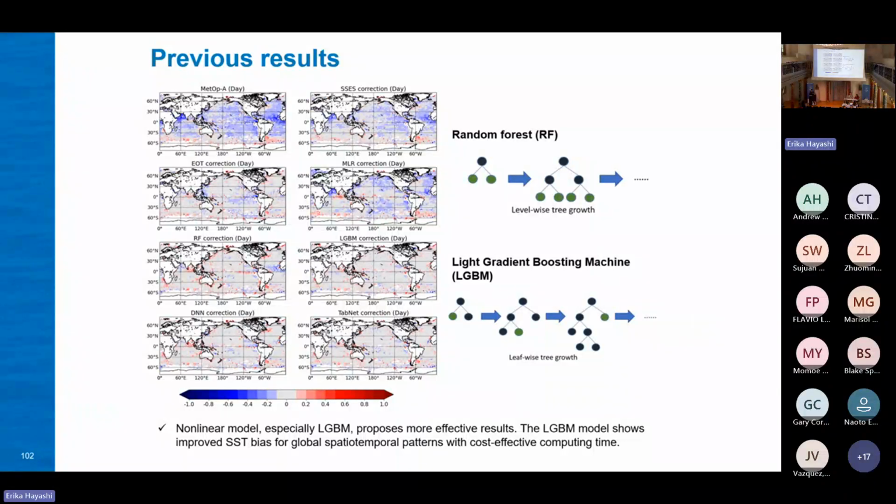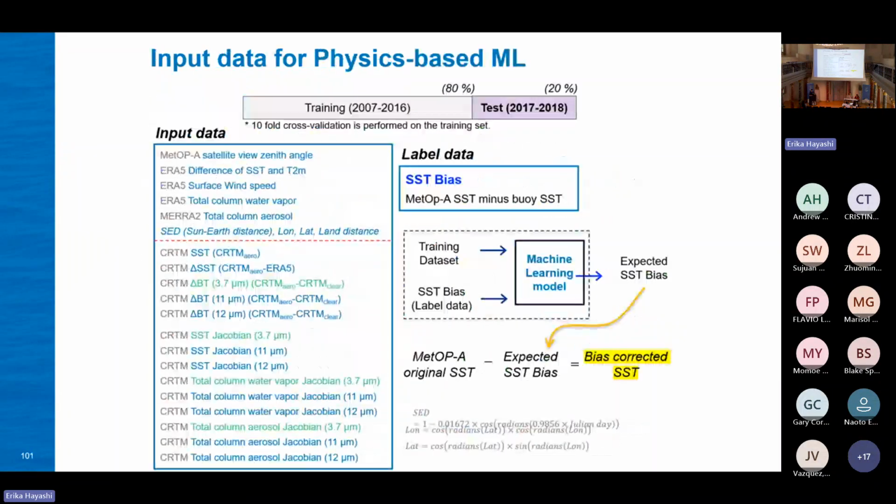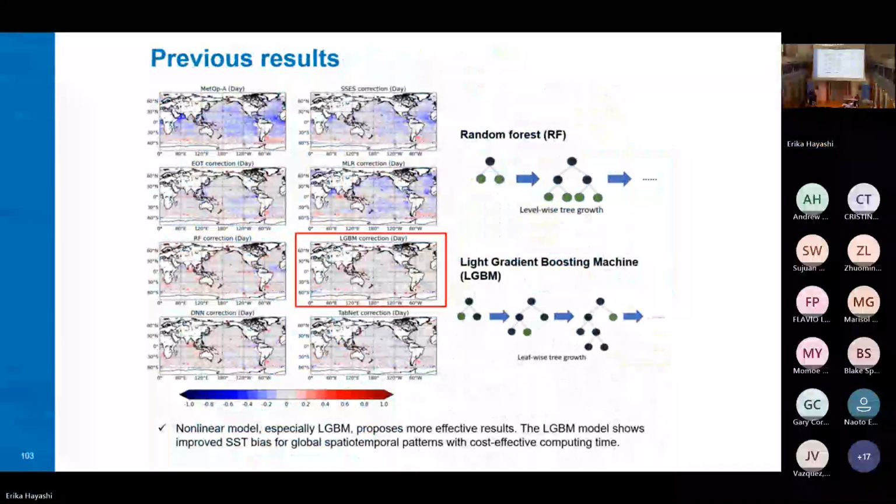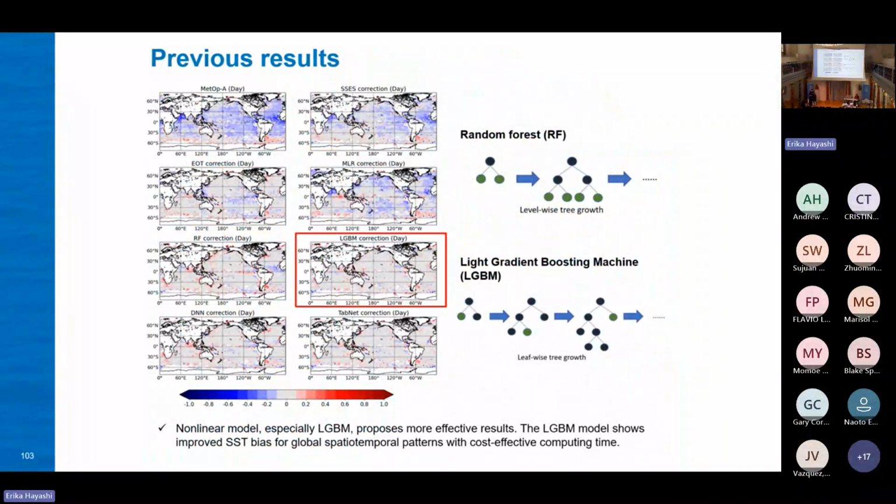So LGBM is one of the tree-based machine learning methods, but the difference between random forest and LGBM is that random forest builds the tree horizontally, but LGBM builds the tree vertically for optimization. So here we select the LGBM as the best performing model because it shows the improved SST bias for global spatial temporal pattern with cost-effective computing time.